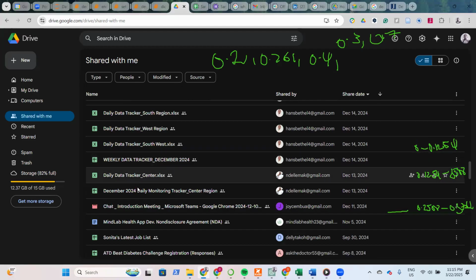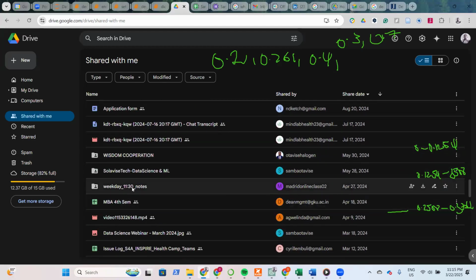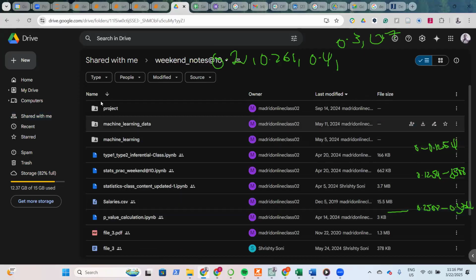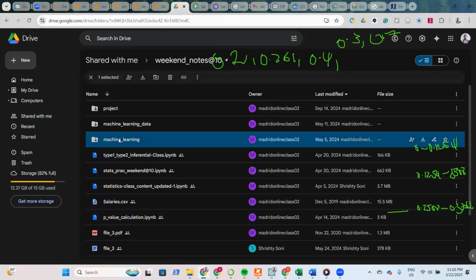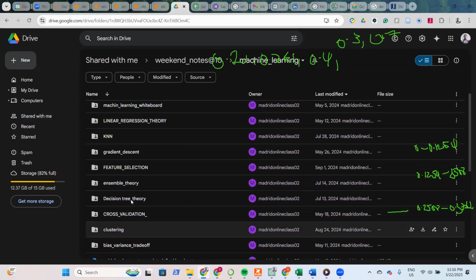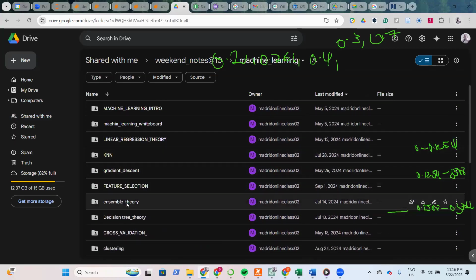Is this my Google folder? Yes. Weekend 11:30. Weekend notes. Yes. Machine learning. Decision. I have ensemble technique theory.